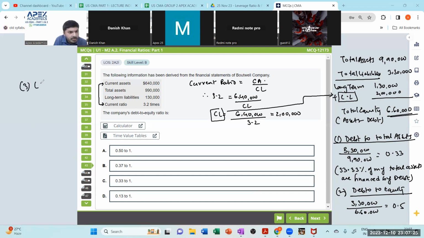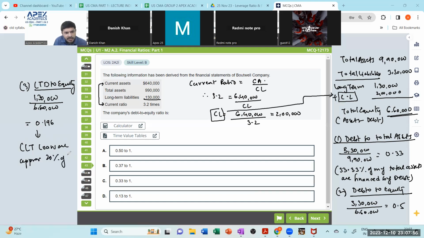Third. Sir, long-term debt to equity. What is my long-term liabilities? 1,30,000 divided by equity, which I just calculated, 6,60,000. What is the answer? 13 divided by 66. What do I get? 0.196. What is the meaning of this? That long-term loans are approximately 20% of the total equity invested. Agreed or disagreed?